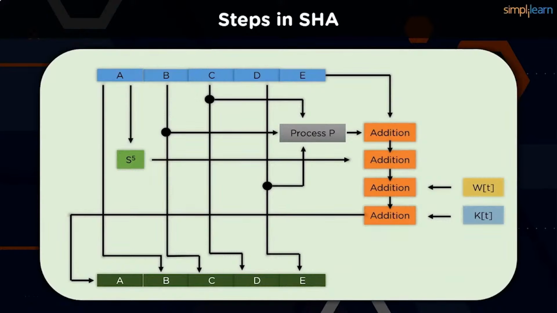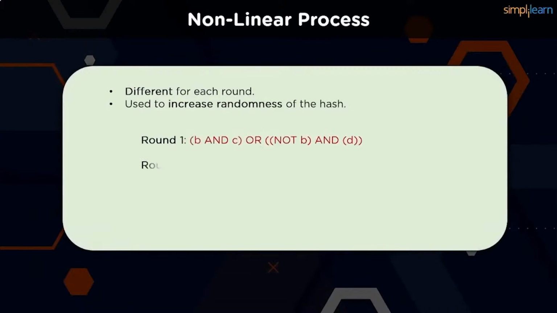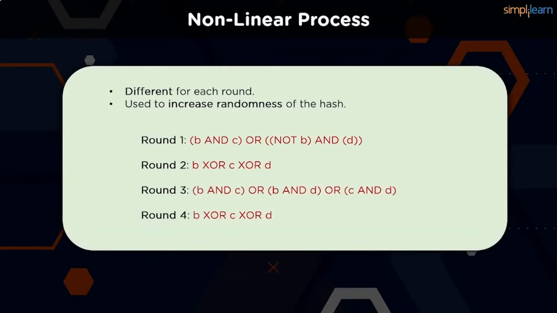Regarding the non-linear process P that uses the values of B, C, and D as input, the formula changes every round to maintain a complexity of the program that can withstand brute force attacks. Depending on the round, the values are passed through a logical operation which is then added with the values of WT, KT and so on.